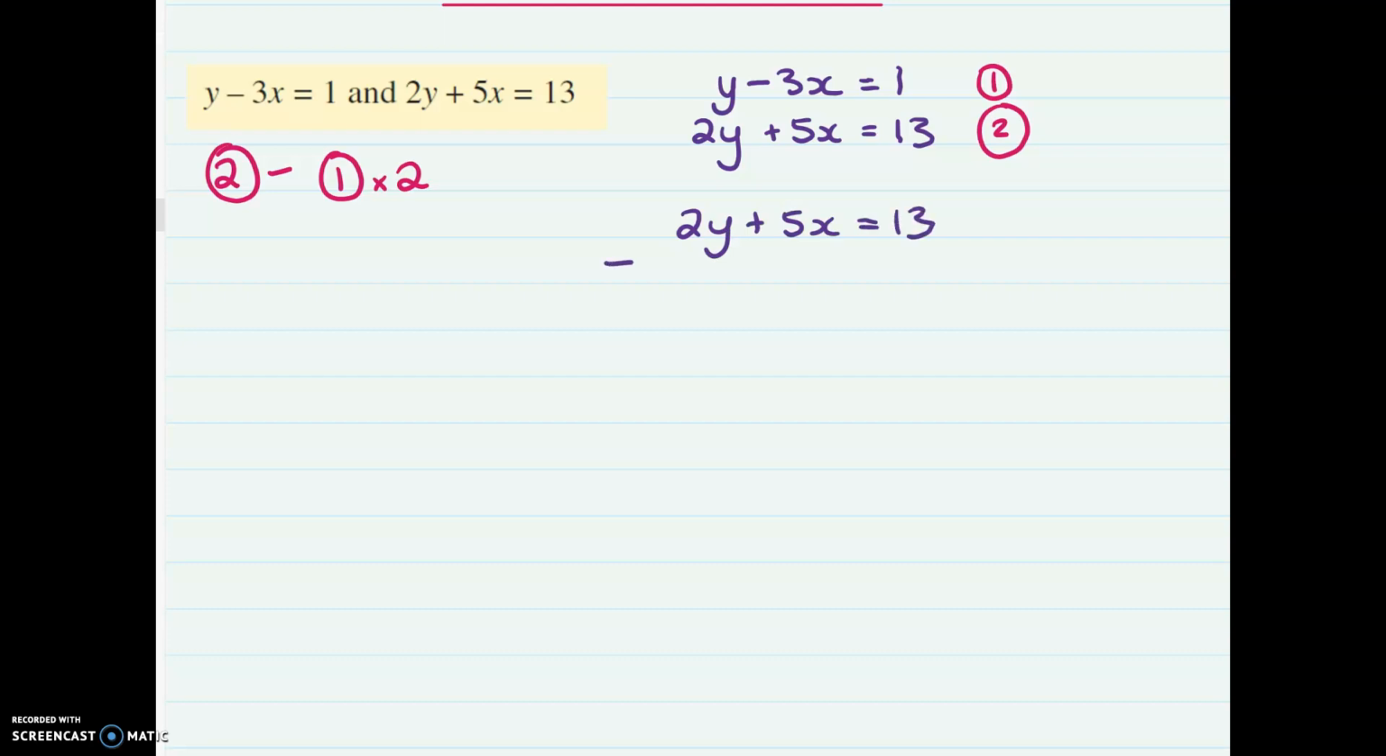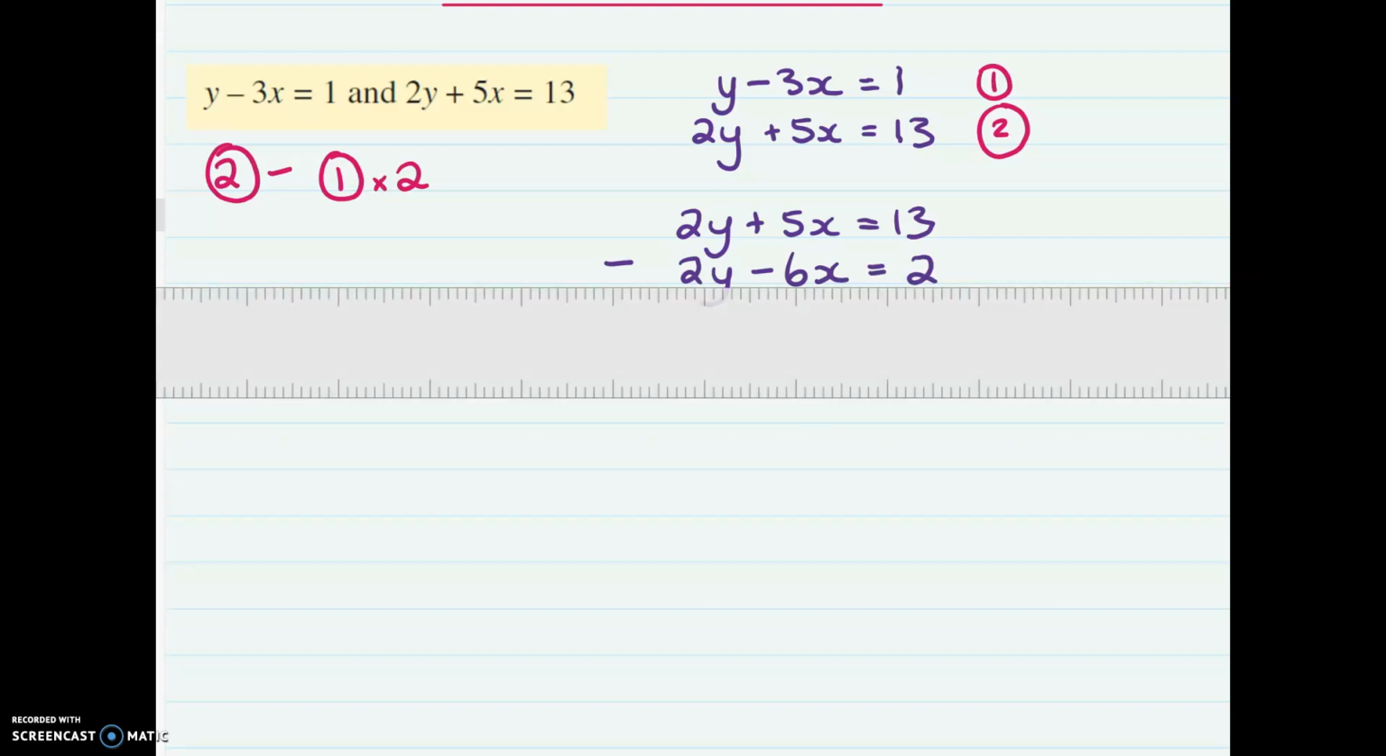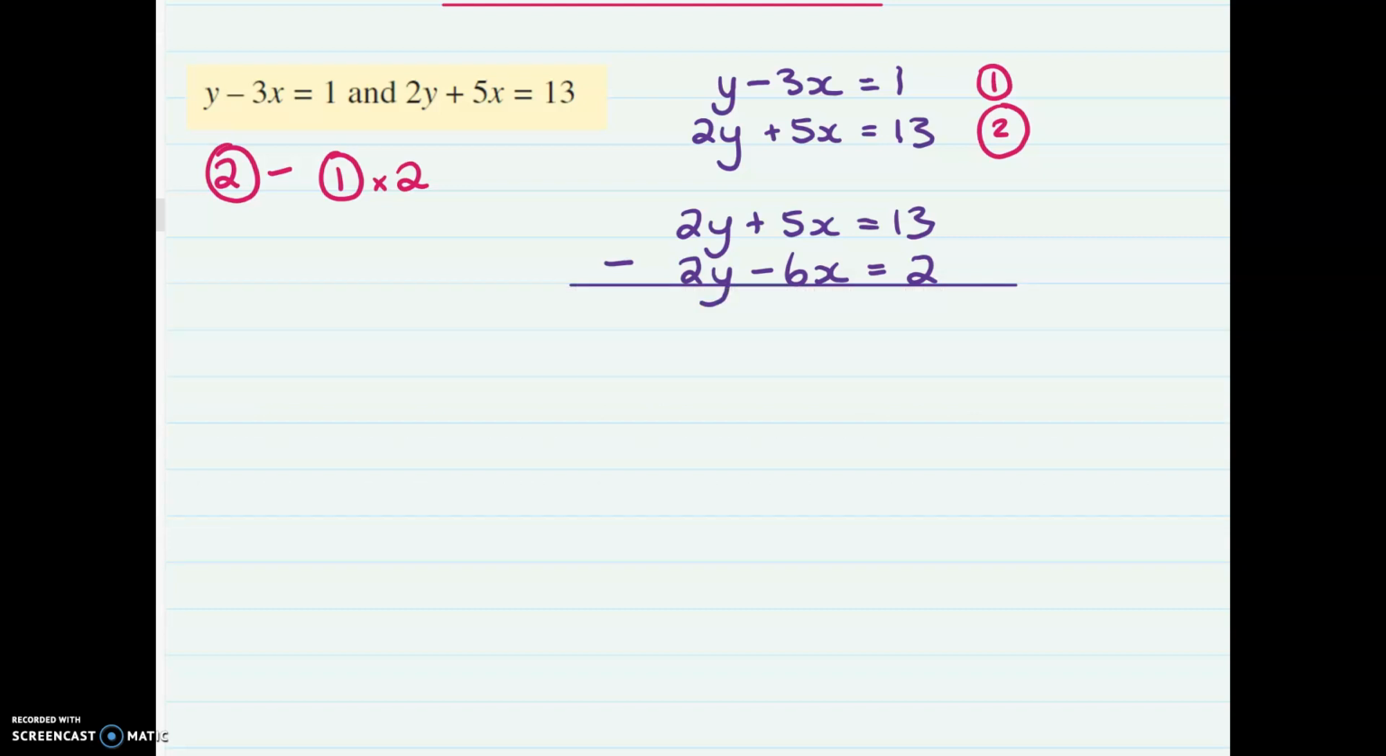And we're going to subtract. Now I've got to double everything in equation 1. So I've got to double the y, double the negative 3x to make minus 6x, and double the 1 gives me 2. Set it out as a sum, and what should happen is that the y's are eliminated. They cancel out. In this case, because I had positive y and positive 2y, if they are the same sign, this time I subtracted the equations rather than add them. So if they're the same sign and you want it to cancel out, you've got to subtract.